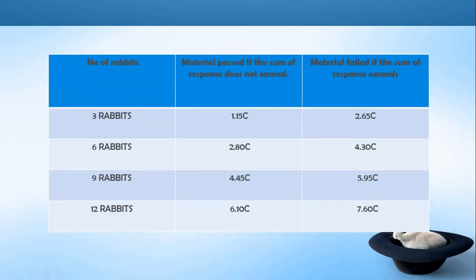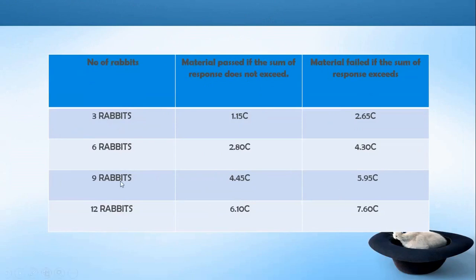Now, if we use 3 rabbits, then the material passes if the sum of the responses does not exceed 1.15 degrees Celsius. The material fails if the sum of the responses exceeds 2.65 degrees Celsius. For 6 rabbits, the limit is 2.80 degrees Celsius, and failure is at 4.30 degrees Celsius. In 9 rabbits, the material passes if the sum of the responses does not exceed 4.45 degrees Celsius, and it fails when the responses exceed 5.95 degrees Celsius.